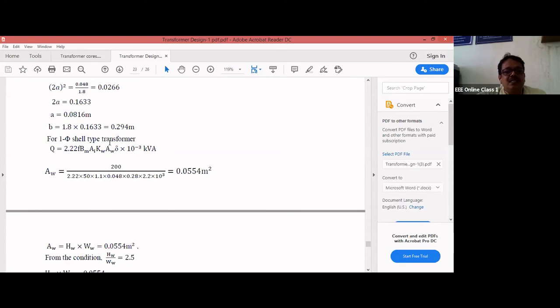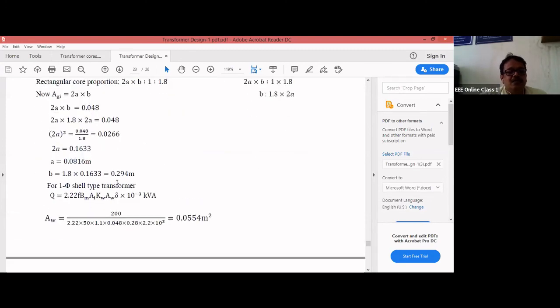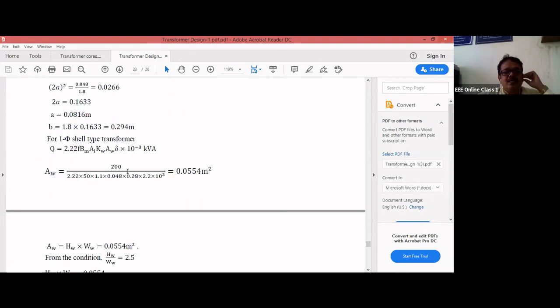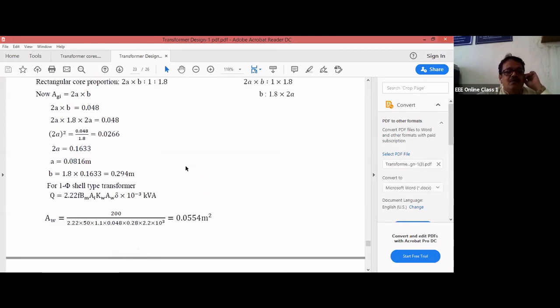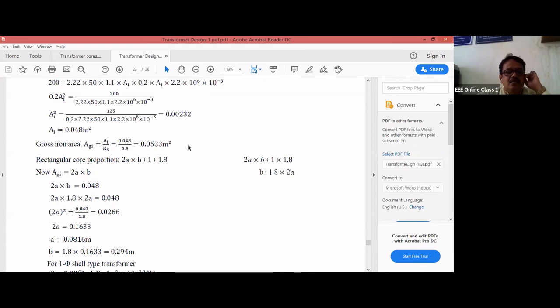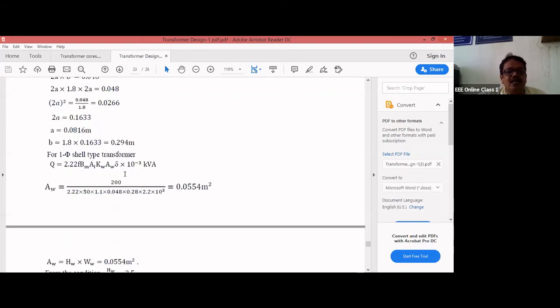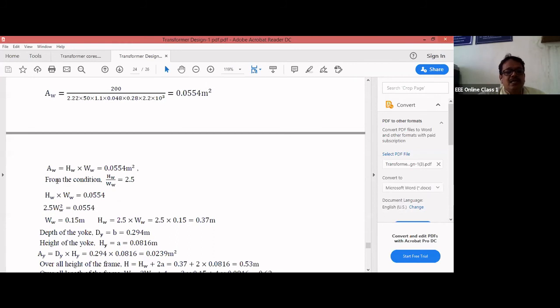So for single phase shell type transformer, this is the output equation. Substitute here 200, 2.22, and you got AI is equal to 0.048, and substitute for delta. This is nothing but area of the window. Area of the window is equal to 0.0554 meter square. Area of the window is equal to HW into WW, height of the window into width of the window.